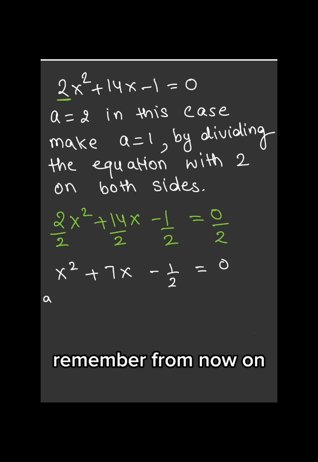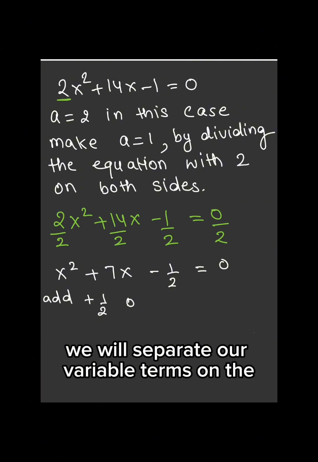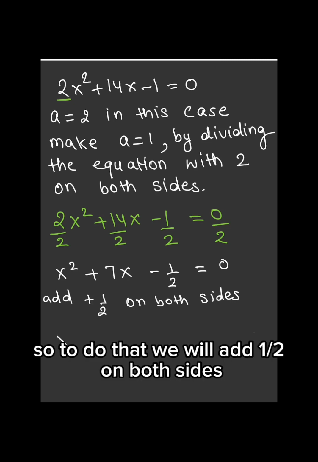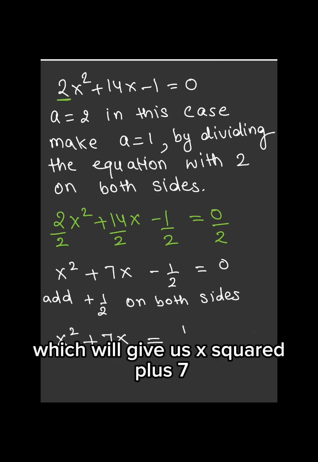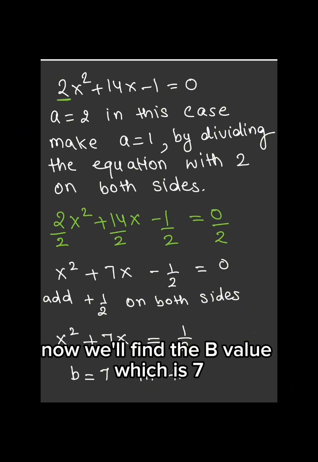Remember, from now on all the steps are the same as previous. We will separate our variable terms on one side and the constant terms on the other side. So to do that we will add 1/2 on both sides, which will give us x squared plus 7x equals 1/2. Now we'll find the b value, which is 7.